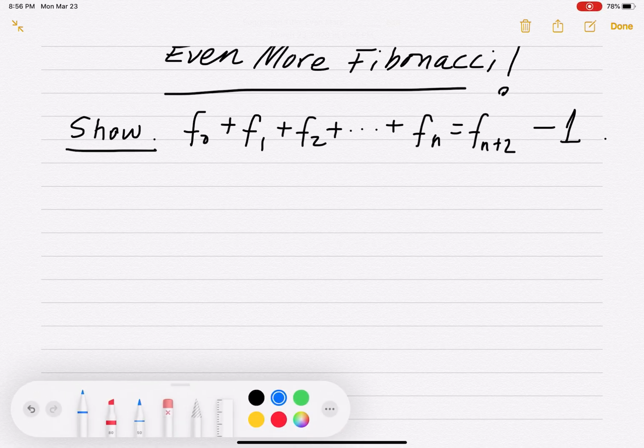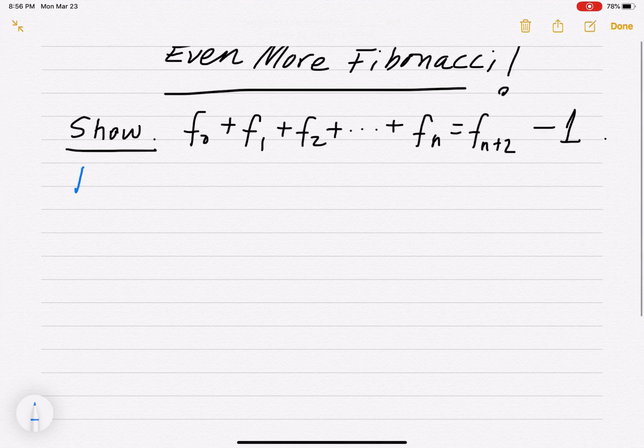So I wanted to make sure that you were super prepared for Fibonacci stuff, so I decided, hey, let's do even more Fibonacci. Here's another identity. It says that when you add up the first n terms of the Fibonacci sequence, f0 to fn, you get f sub n plus 2 minus the number 1. So let's see if we can prove that. I want you to learn these techniques.